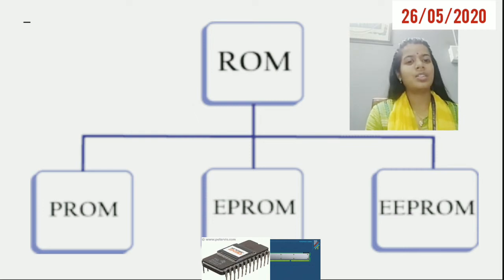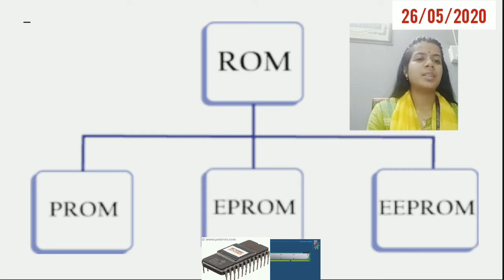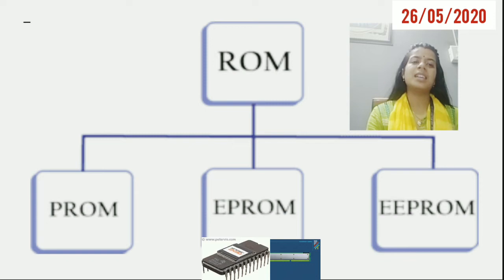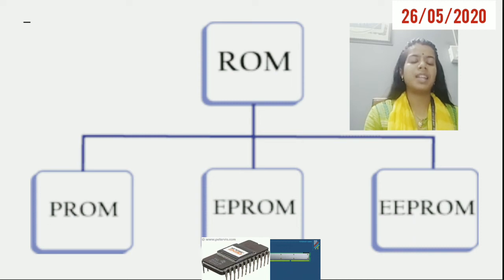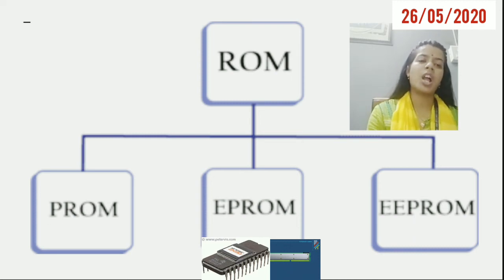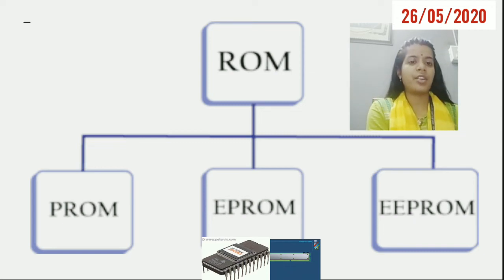Now the next type of ROM, EEPROM. The third type of ROM is EEPROM, and the full form is Electrically Erasable Programmable ROM. Now what is the difference between EEPROM and the last two types of ROM? The information written on EEPROM can be erased by using electric signals.